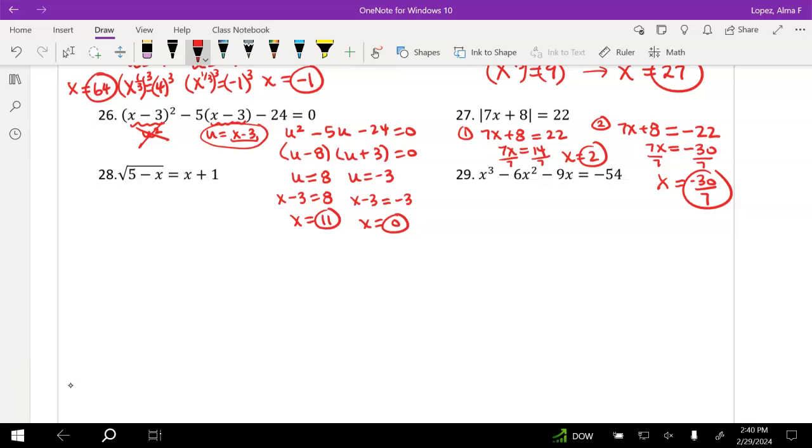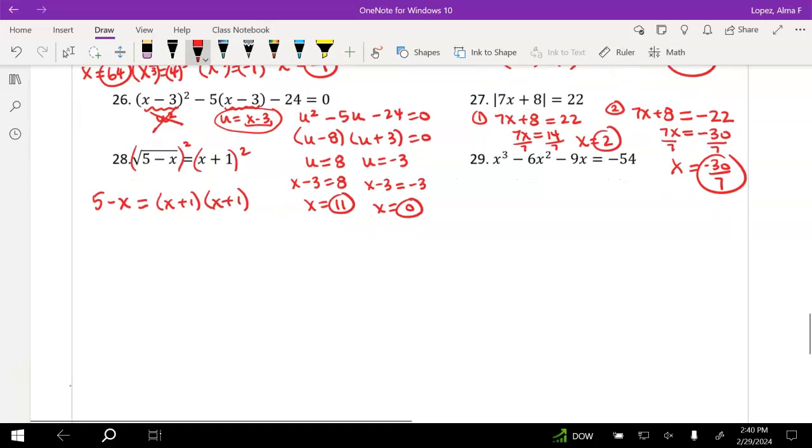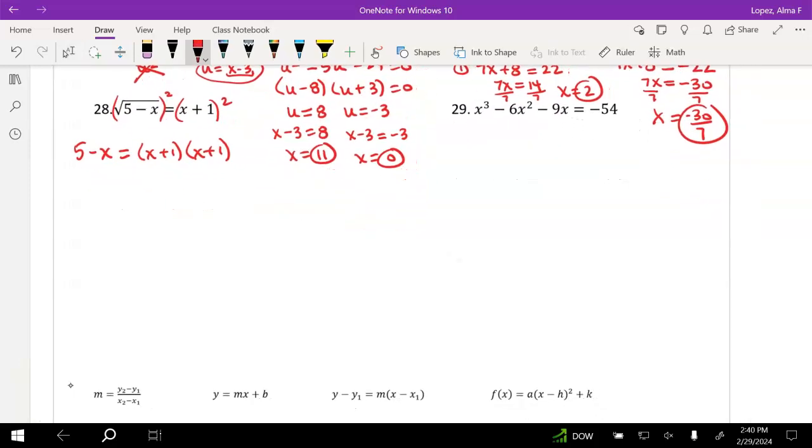Number 28 is a single radical problem. I'm going to start off by isolating the radical. Since it is isolated, I'll go ahead and square both sides. On the left-hand side, the square root and the square cancel, so we get 5 minus x equals. The x plus 1 squared means an implied FOIL process, so you're going to expand it out and then do the FOIL process. We get 5 minus x equals, we'll start with the x.